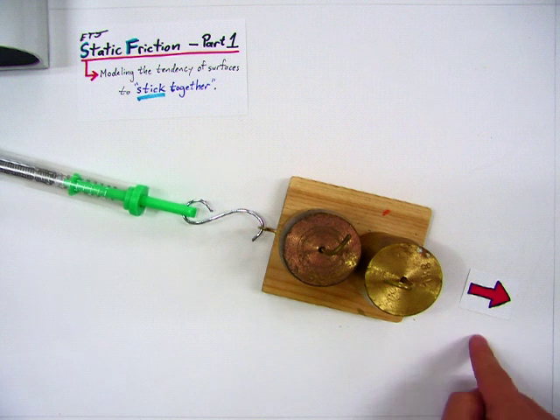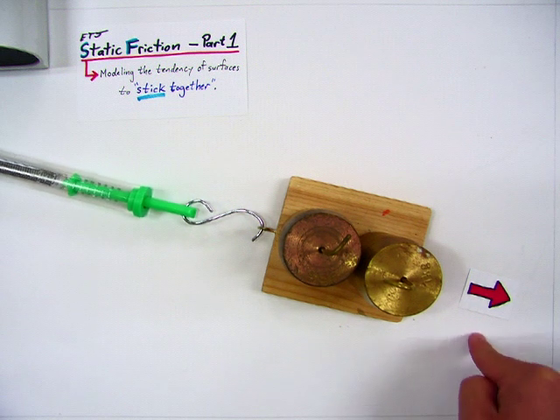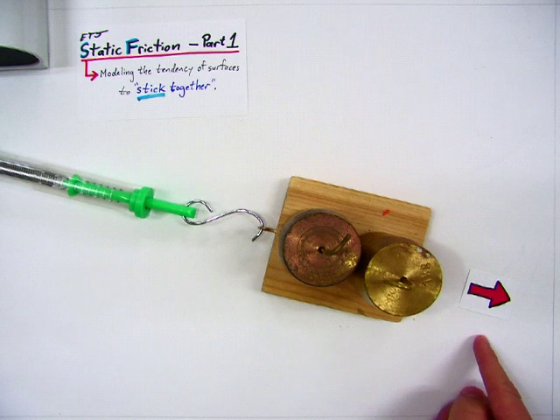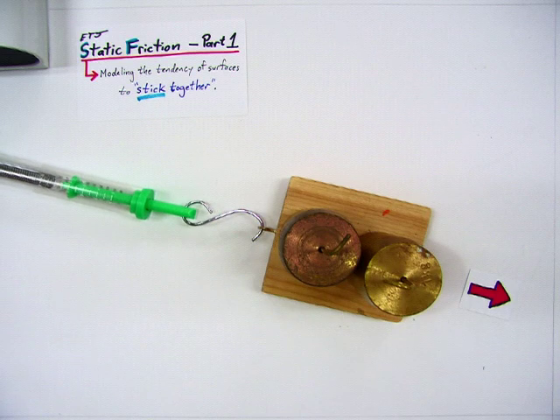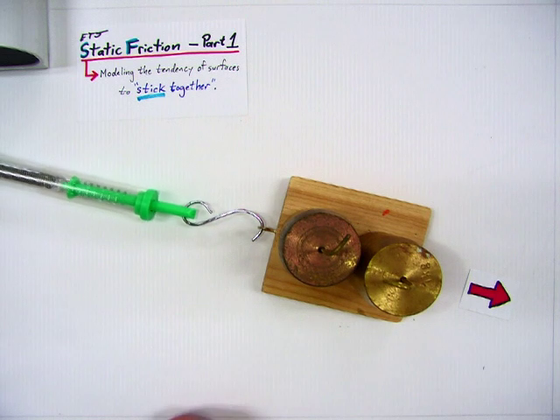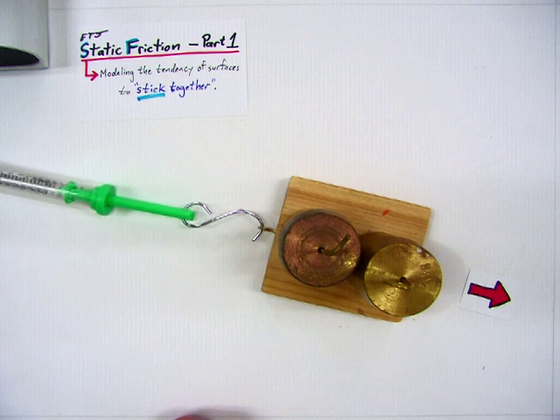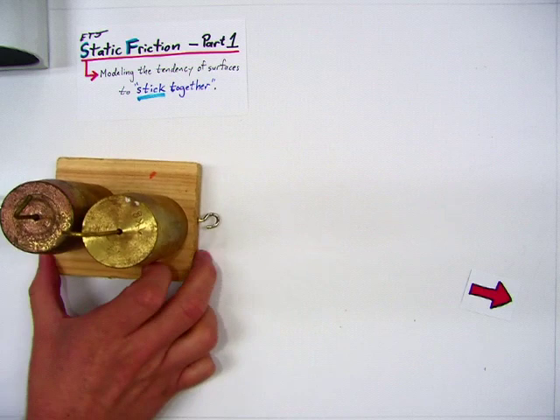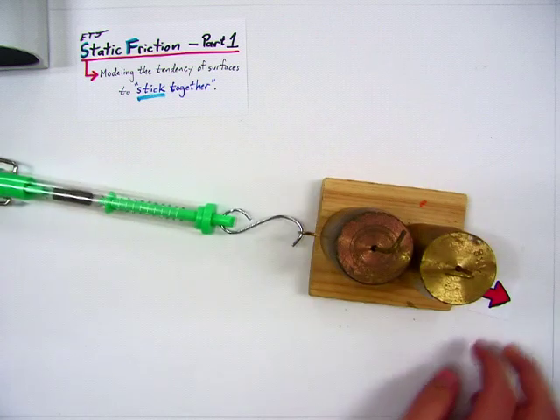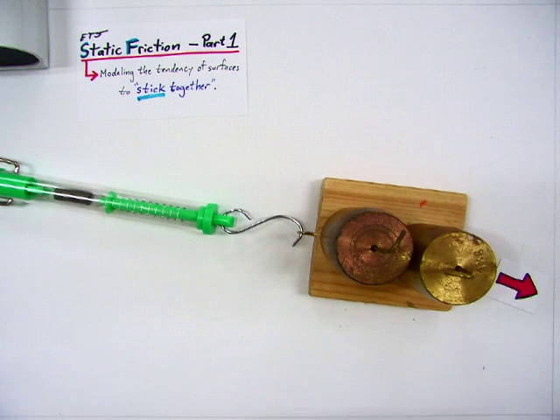It's only as big as it needs to be, and exactly as big as it needs to be in order to prevent this force from causing slippage. However, you know that if I pull hard enough, the block will slip. So that means that at some point, I can break static friction, as we say. Static friction grows to match me, but it can only grow so big. There's a maximum value of static friction.